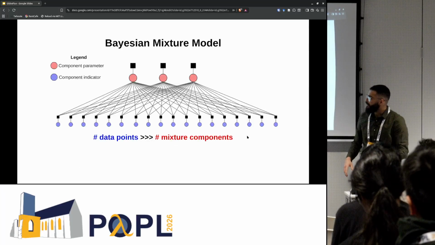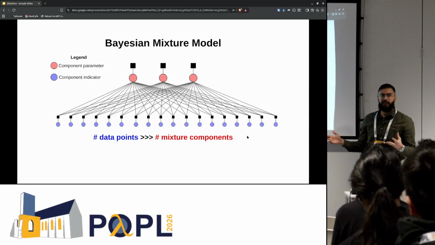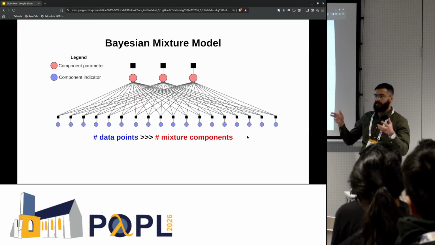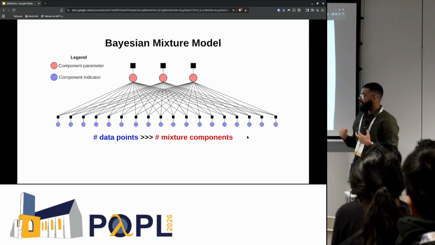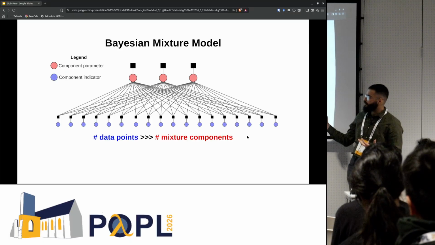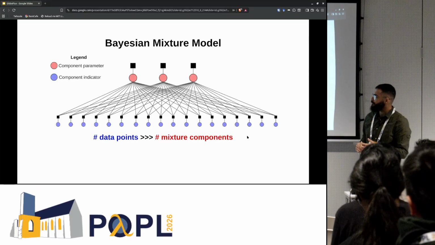Now let's contrast that to this Bayesian mixture modeling kind of factor graph. Let's assume a Gaussian mixture model. You can see that this is a highly irregular graph. And the reason for that is that typically in a mixture modeling problem, you have many more data points than you have mixture components. That's kind of the point of mixture modeling.